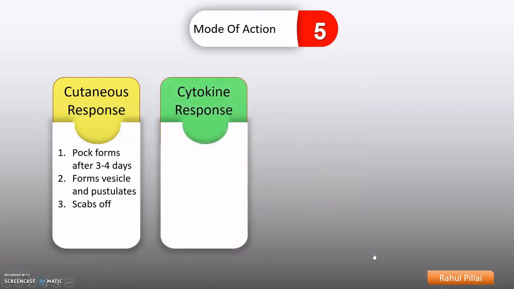The cytokine response to smallpox vaccine begins shortly after primary vaccination. A strong inflammatory response occurs with elevated serum levels of interferon gamma, tumor necrosis factor alpha, interleukin 1, and interleukin 6. Interferon gamma serum levels peak 8 to 9 days post-vaccination.